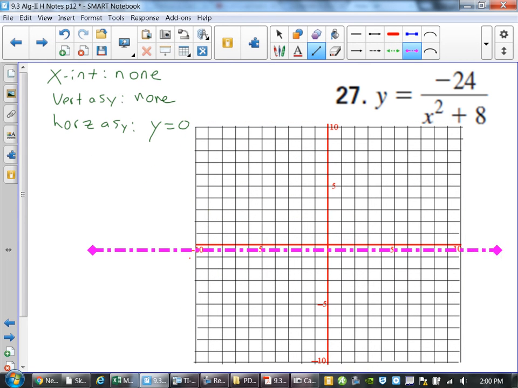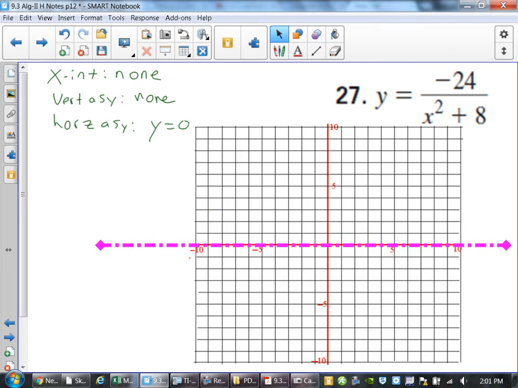The easiest thing to find to start with is going to be my y-intercept. My y-intercept is when x equals 0. So if I set x equal to 0, I get negative 24 over 8, which is negative 3. So my first ordered pair is (0, -3).